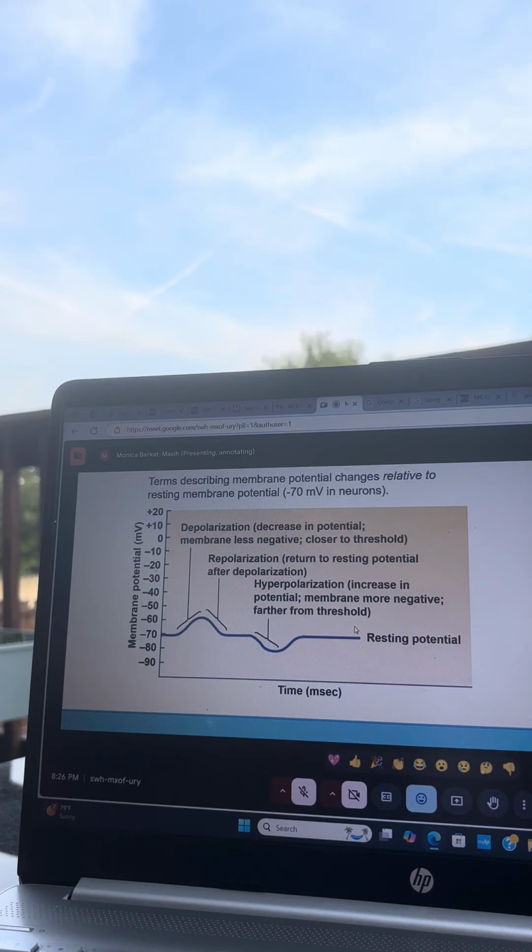Repolarization is when, after depolarization, it starts going back to the resting membrane potential. That is repolarization. And hyperpolarization is when, from the resting membrane potential, it becomes even more negative. That is hyperpolarization. Please know these three definitions. You will need this information a lot in the next few chapters. I will keep talking about depolarization, repolarization, hyperpolarization. So know these definitions now.